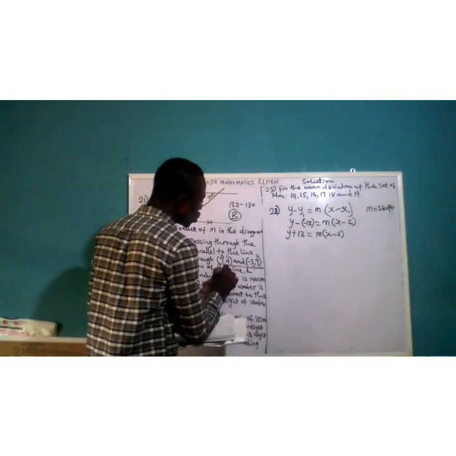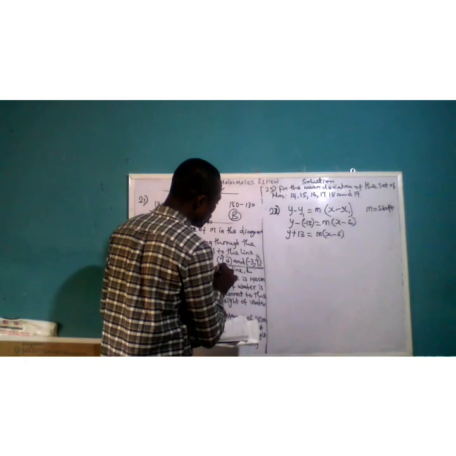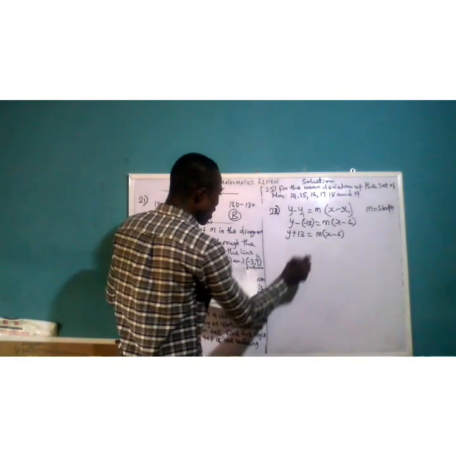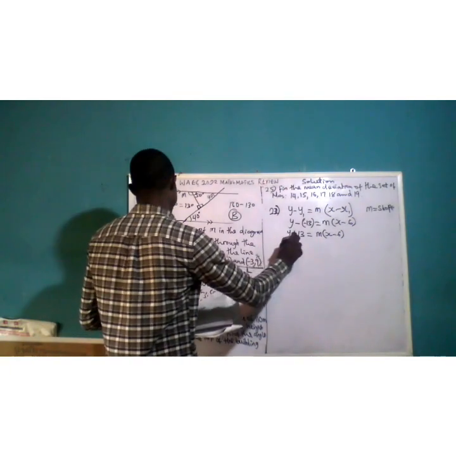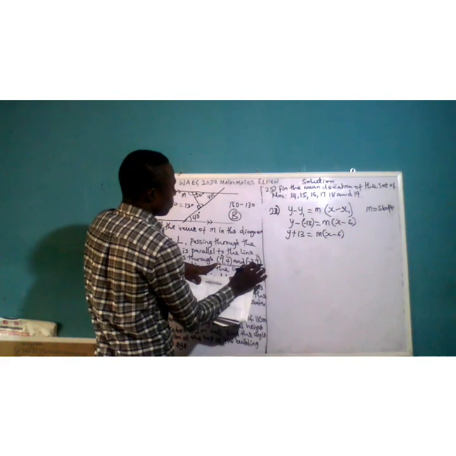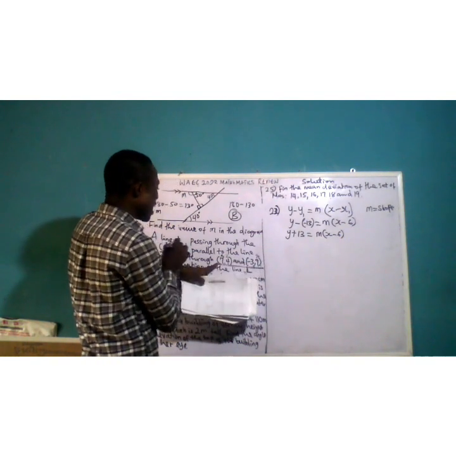So if we take the slope of the line that passes through these two points, which is parallel to line L, then we can use it, because this is the equation of line L. Let's find the slope of the line that line L is parallel to.